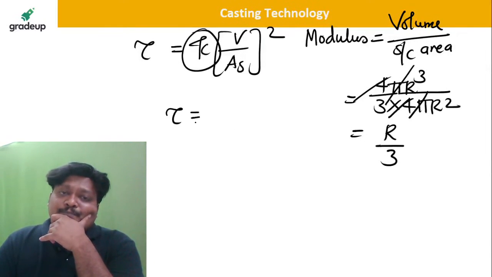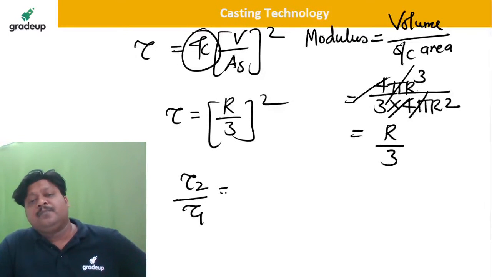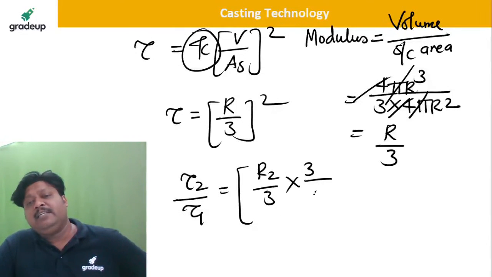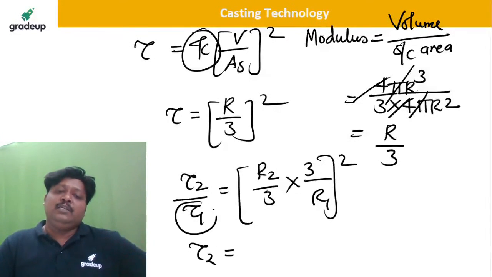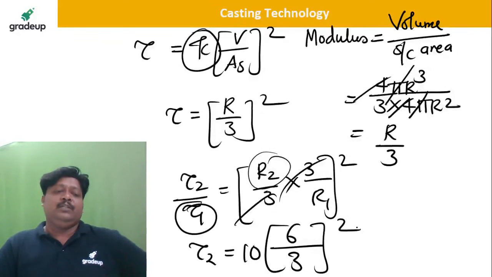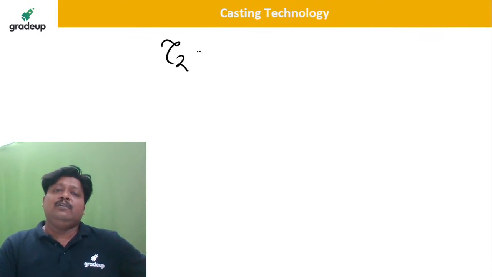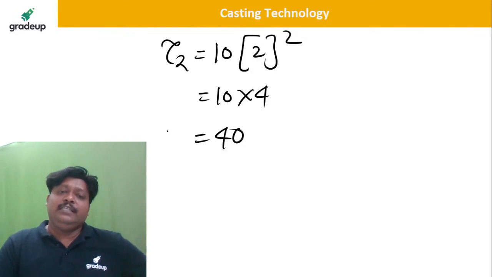So what we will get here is r by 3 whole square, isn't it? So if I write tau 2 divided by tau 1, it is equal to (r2 by 3 divided by r1 by 3) whole square. Yes or no? So tau 2 is equal to tau 1, which is 10 seconds, into the 3 cancels out, r2 is 6 millimeter, r1 is 3 millimeter, whole square. So tau 2 will be equal to 10 into (2 square), so 10 into 4, it will be 40 seconds.